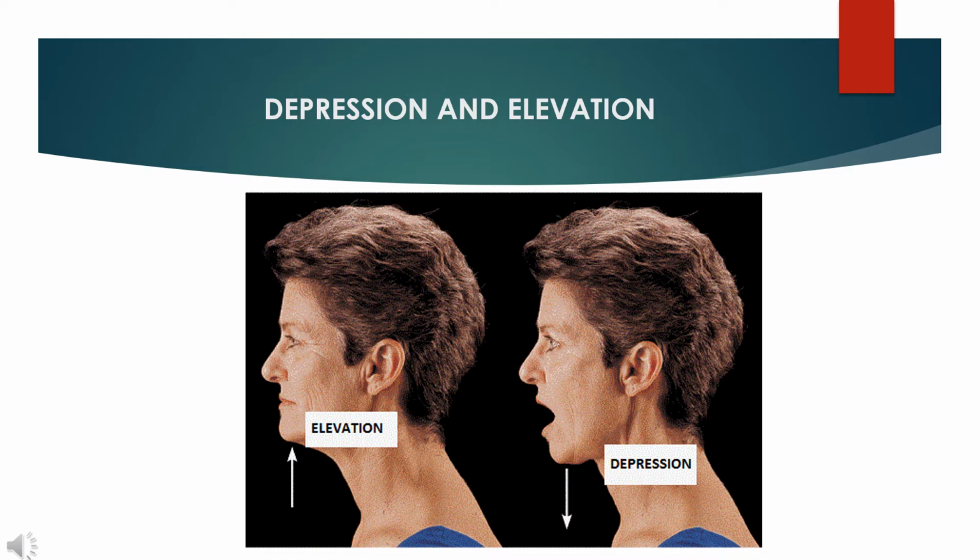Elevation is a very strong movement which is caused by the contraction of the temporalis, masseter and the medial pterygoid muscle, whereas the depression is mostly caused by gravity. However, if there is a resistance, then the digastric, geniohyoid and the mylohyoid muscles will assist. Now you will see the video of elevation and the depression and how the muscles act during the elevation.